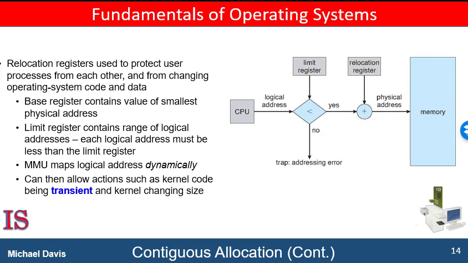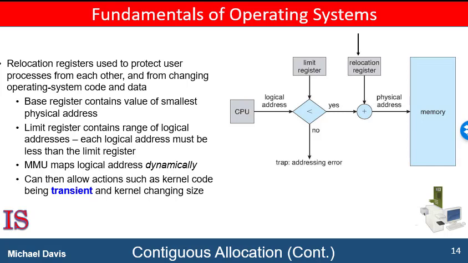When the CPU scheduler selects a process for execution, the dispatcher loads the relocation register and the limit register with the correct values as part of the context switch that we talked about earlier. Because every address generated by the CPU is checked against these registers, we can protect both the operating system and other users' programs and data from being modified by this running process.